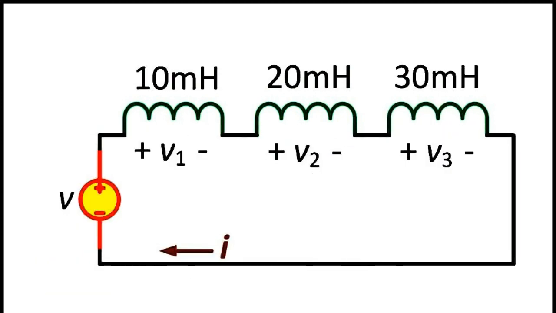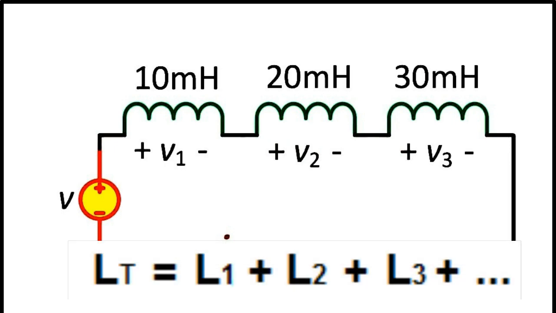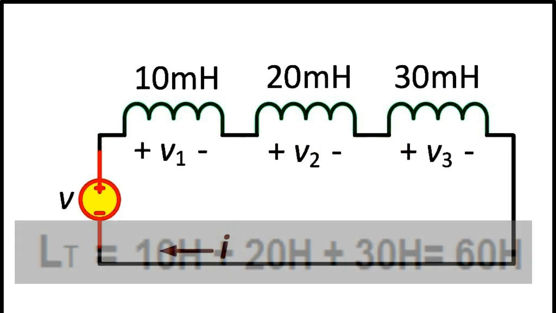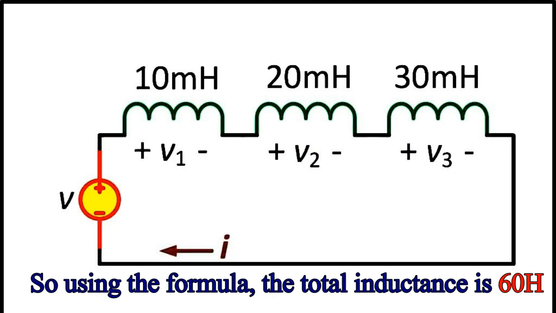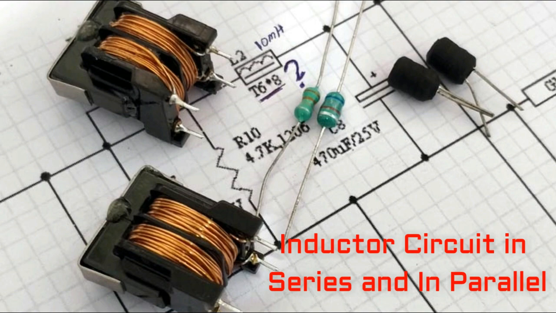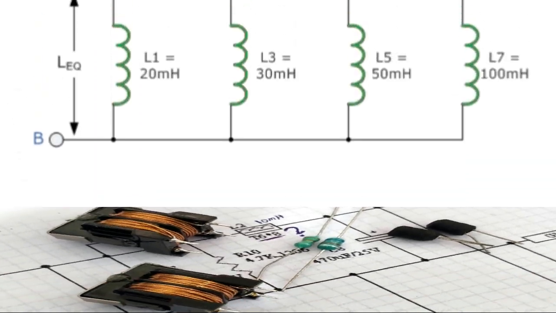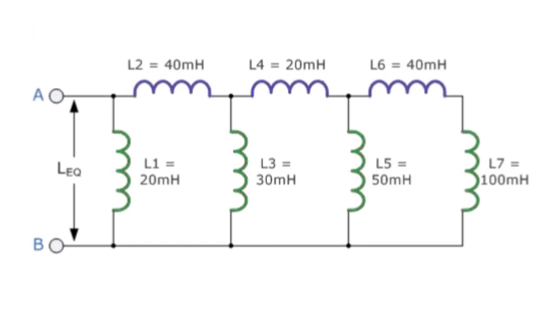To calculate the total inductance of the circuit, the total inductance LT will be. Calculate the equivalent inductance of the inductive circuit.